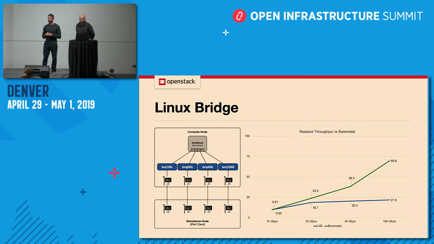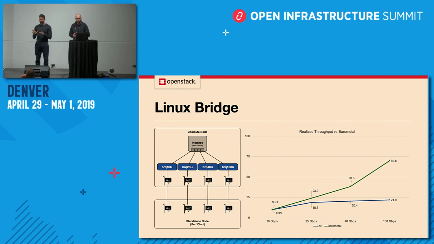And so here are the results. On the left, you're going to see a very high-level diagram of what we set up, and on the right, the realized throughput of our test. So on the left, we have an instance with 4 NICs. Each of those 4 NICs connects to a different Linux bridge. Each of those has a physical interface of an increased speed, so 10, 25, 40, and 100 gigabits per second NIC. The green line in the graph represents the results we got from a bare metal test.